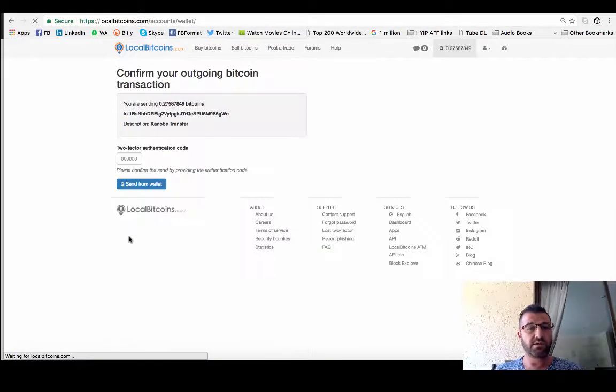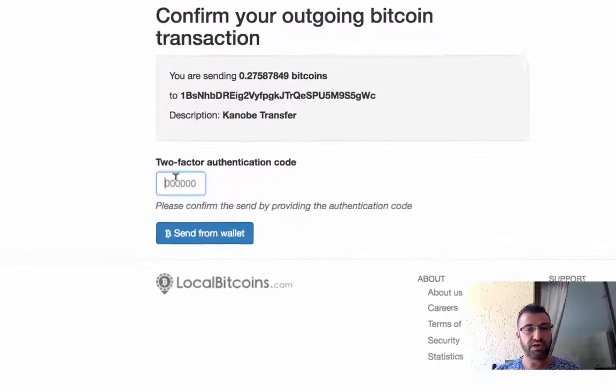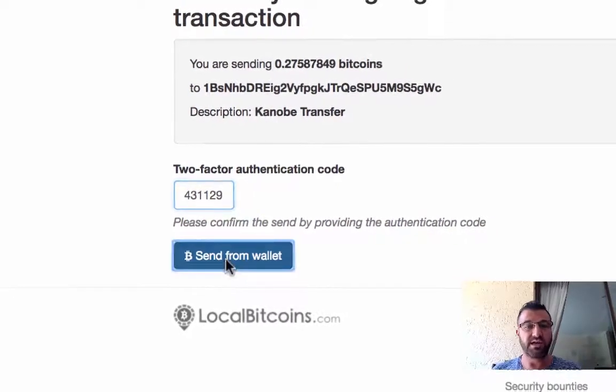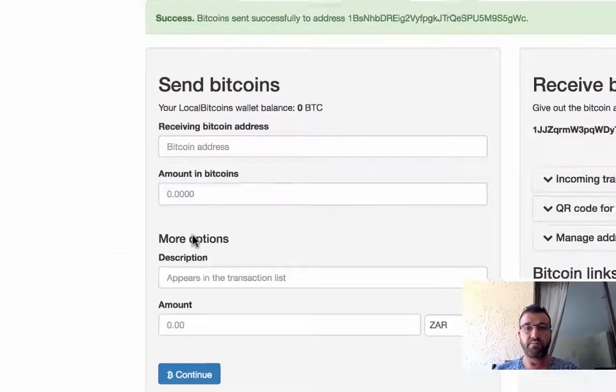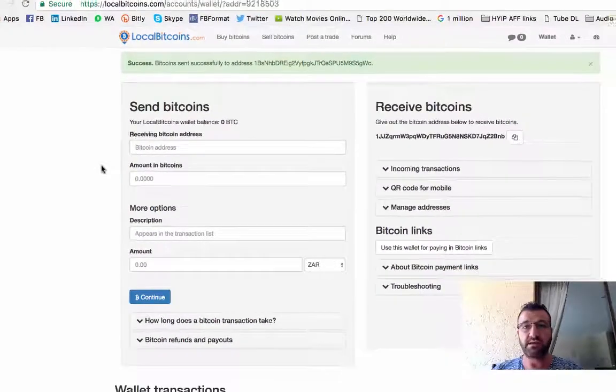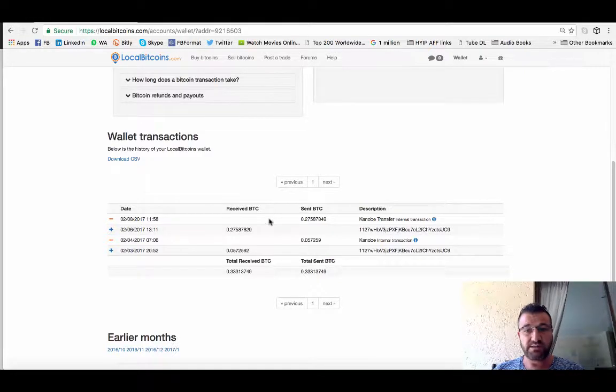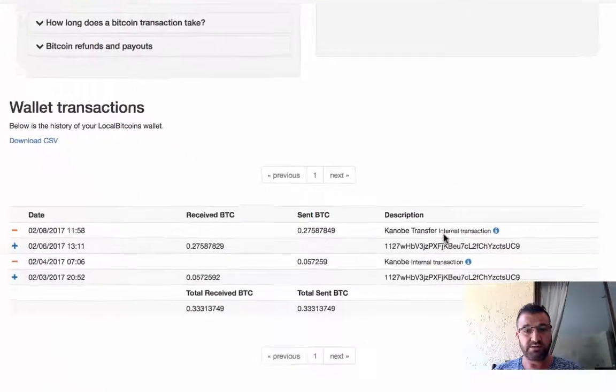I'm going to confirm, and it's going to ask me for my GA code, which I'll get now. And that's the GA code, which I said changes every time. Now the coins are sent. As you can see, the wallet is empty. There's no funds in it. There's the transaction. It says Kenobi transfer, internal transaction.